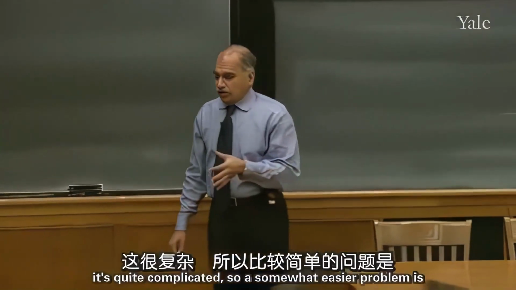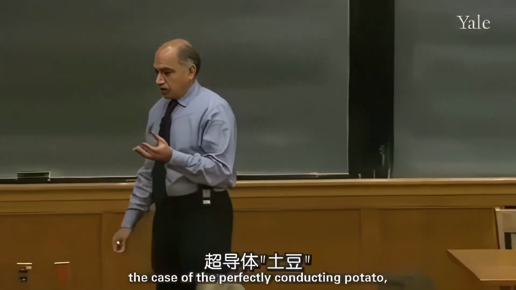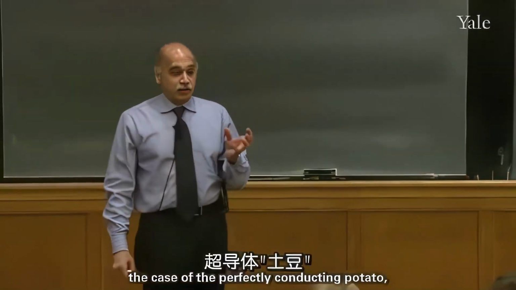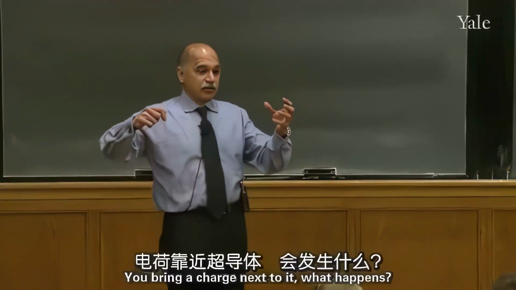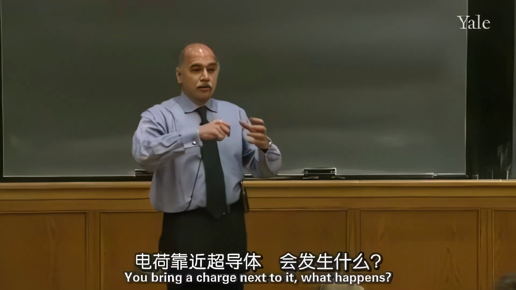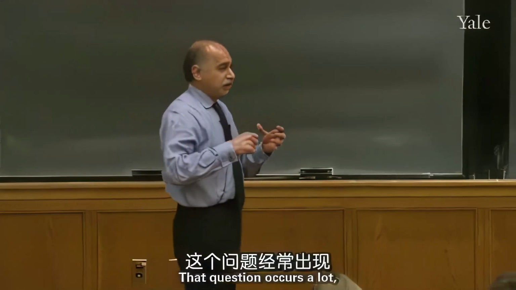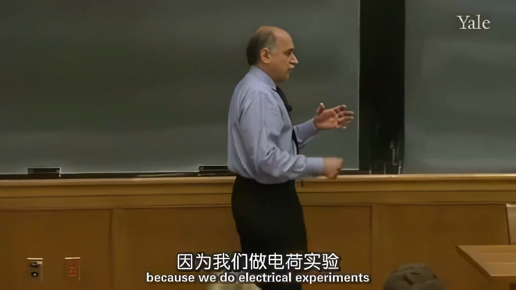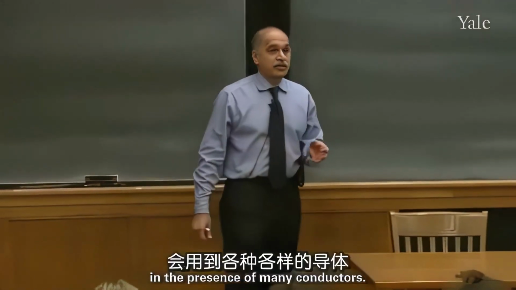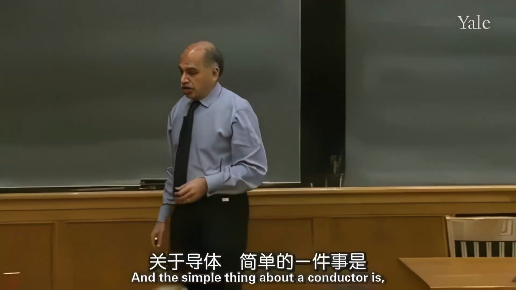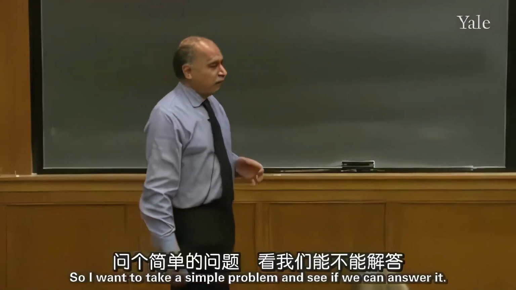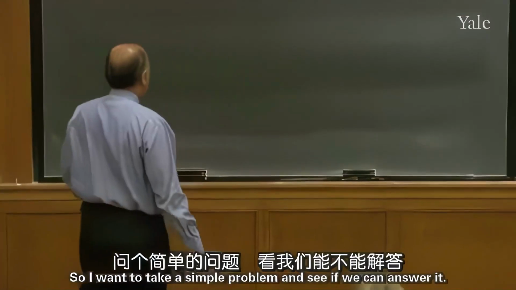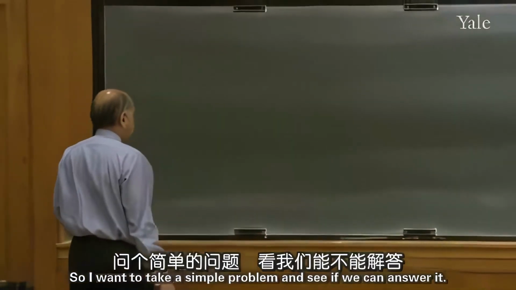So a somewhat easier problem is the case of the perfectly conducting potato, which is kind of solid metal, shaped like whatever you like. You bring a charge next to it. What happens? That question occurs a lot, because we do electrical experiments in the presence of many conductors. And the simple thing about a conductor is the whole conductor is at one potential. So I want to take a simple problem and see if we can answer it.